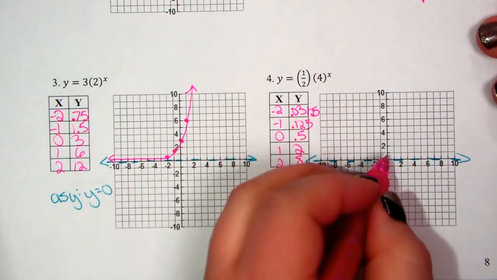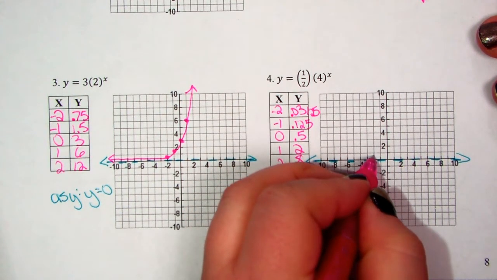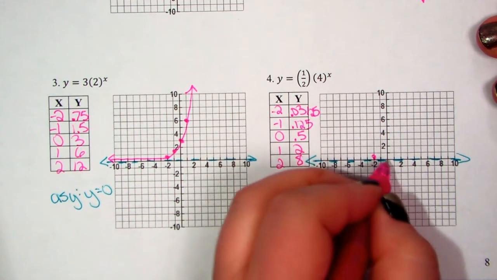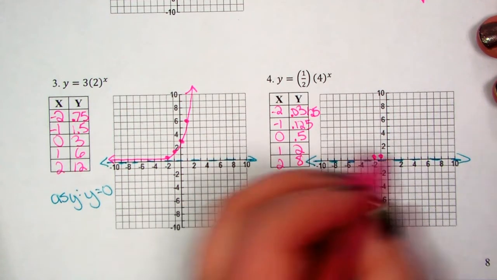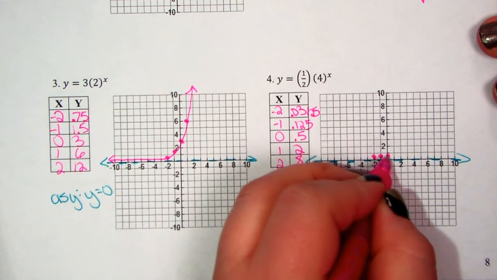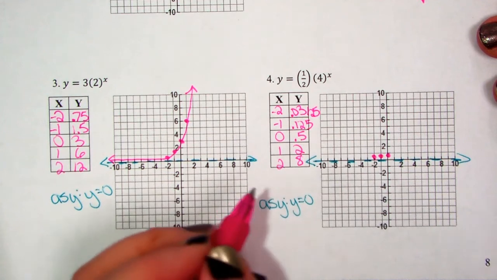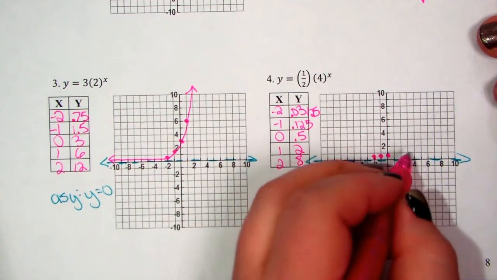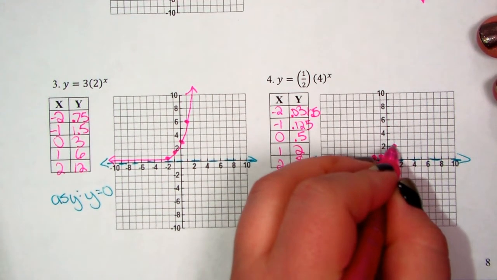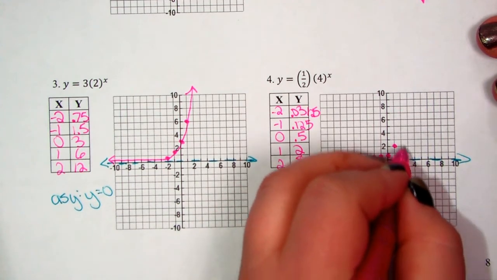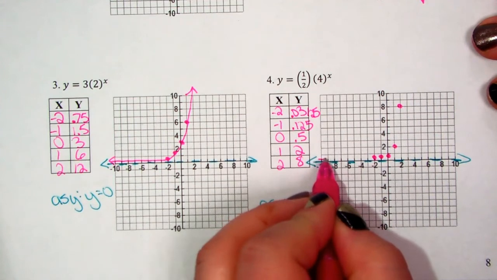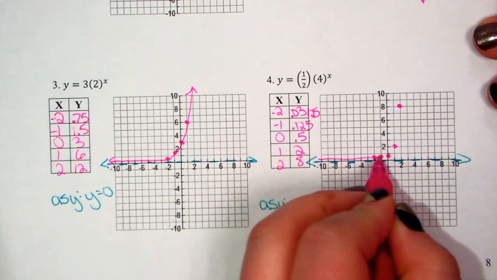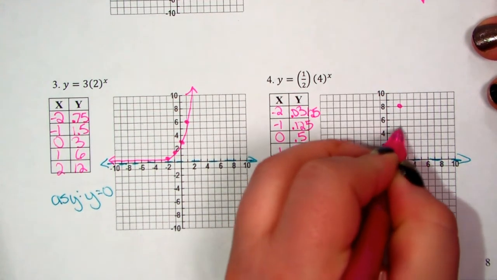Let's plot the points. So -2, 0.03125, -1 and 0.125, 0 and 0.5. Just keep getting a hair higher every single time. 1 and 2, and then 2, all the way up to 8. So it's going along the axis, and then it shoots sharply up.